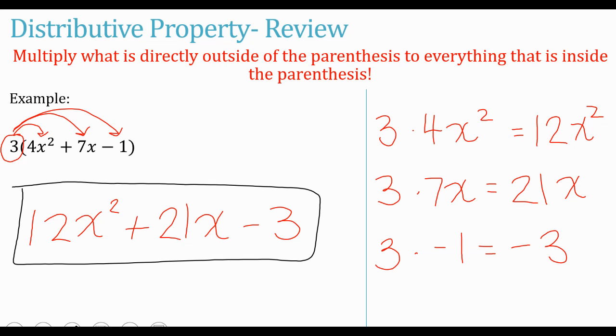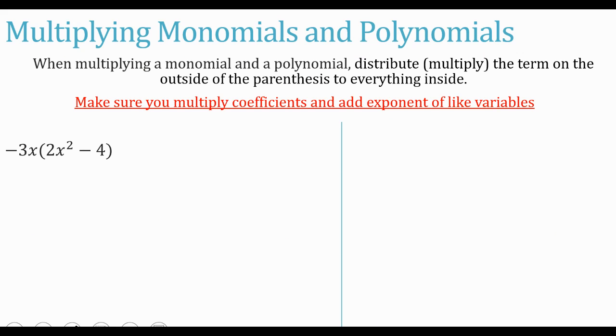Let's take a look at another example. So here we're multiplying monomials and polynomials. So when you are multiplying a monomial and a polynomial, you're going to distribute, which means multiply, to the term on the outside of the parentheses to everything on the inside, just like we did in the slide before this. However, you have to make sure you multiply coefficients and add exponents of like variables. So in the last example, that 3 that we distributed did not have a variable. And we can see in this example that we do have a variable.